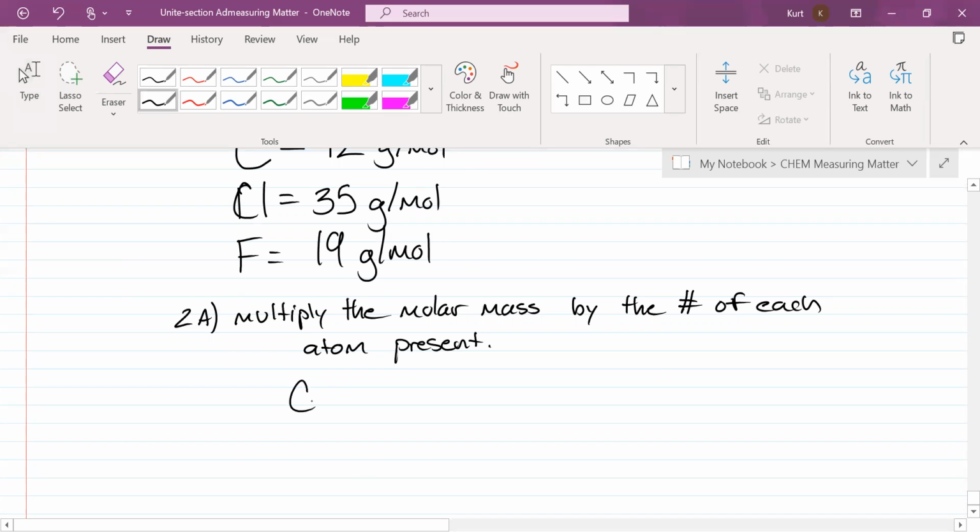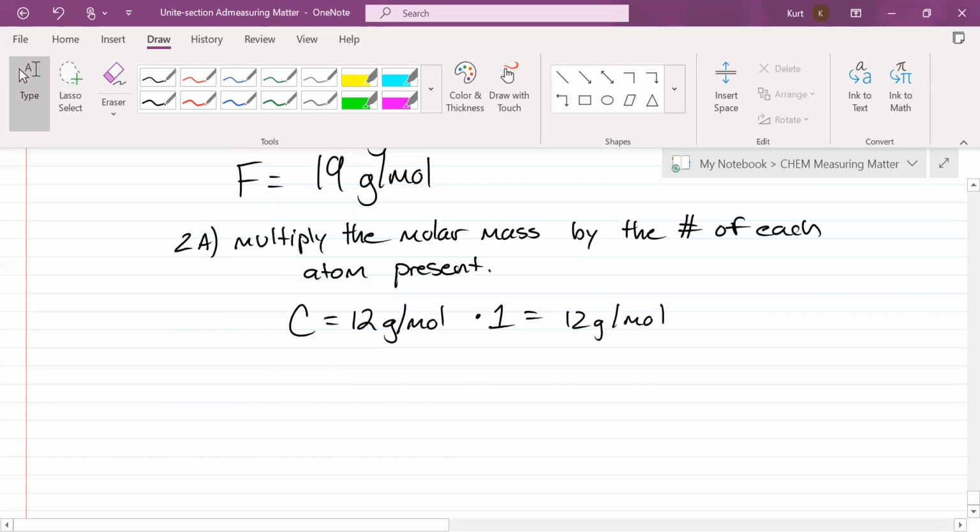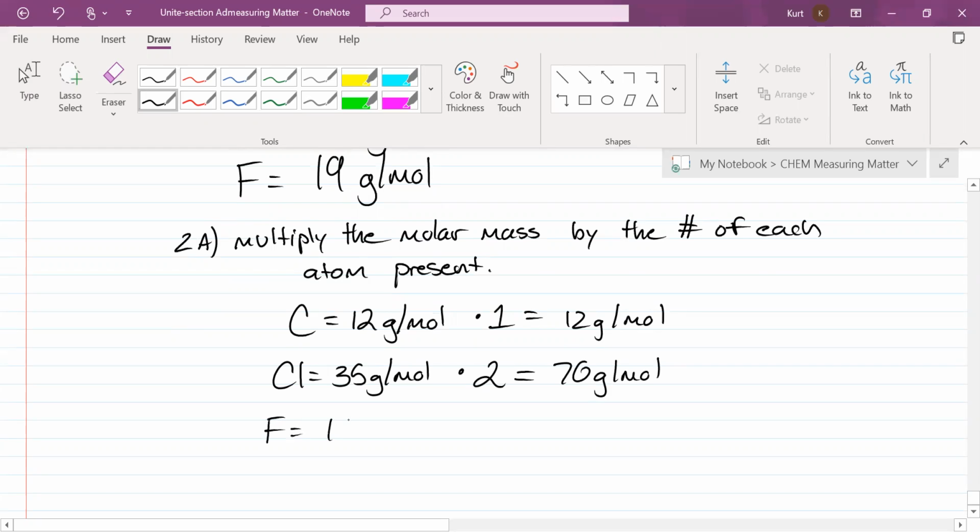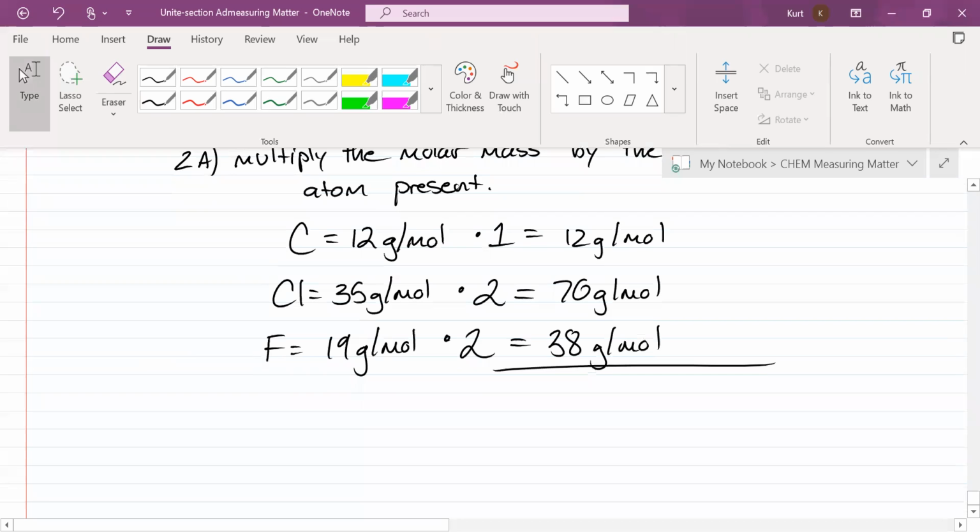For carbon, how many carbons were there? So 12 grams per mole times 1 is still 12 grams per mole. Chlorine, you guys said is 35 grams per mole. How many chlorines were there? Okay, do it in your head. What's 35 times 2? You got this. 70 grams per mole. And fluorine was 19 grams per mole. How many fluorines were there? 2. So what's 19 times 2? 38 grams per mole. What do you think you do with those three products? You add them.